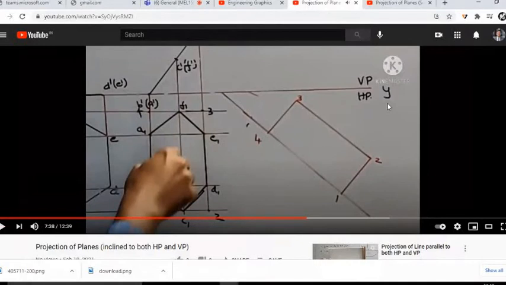So you need to remember one thing. When you are drawing this particular view, this particular view should not cross the reference line. So that is important. You need to draw the rectangle in such a way that it should fall below the reference line. Are you getting my point? It should not cross the reference line. So that is important.